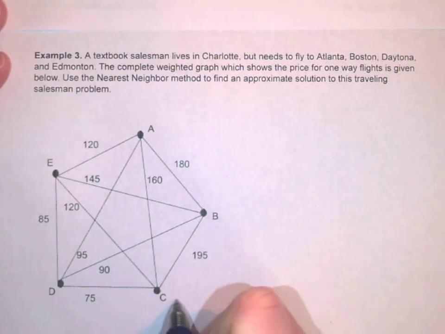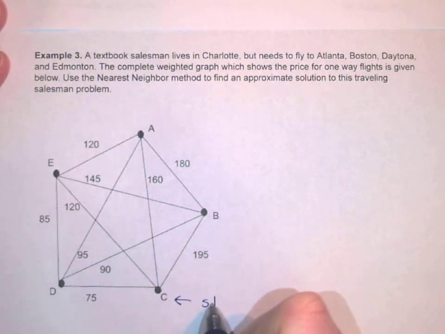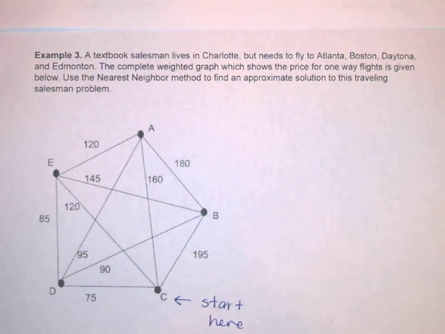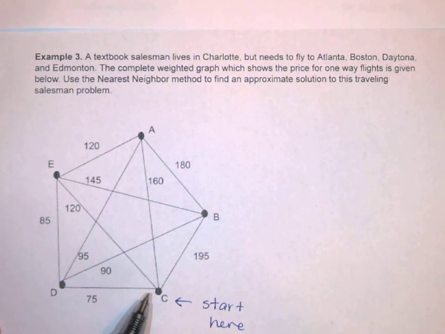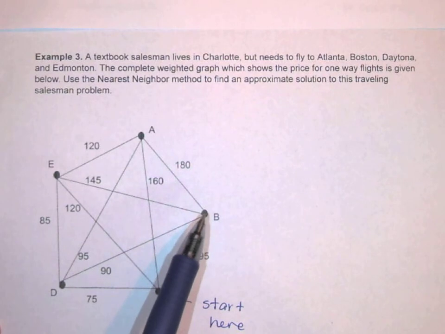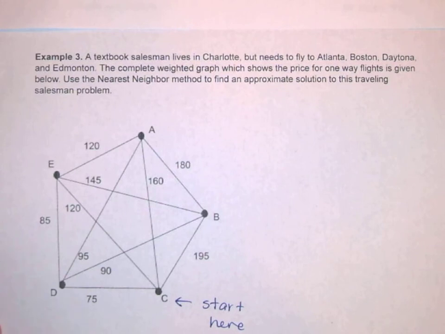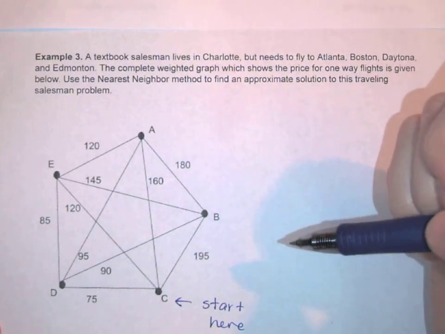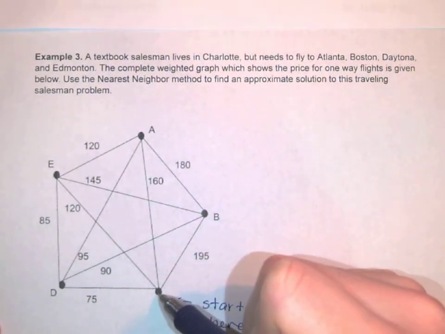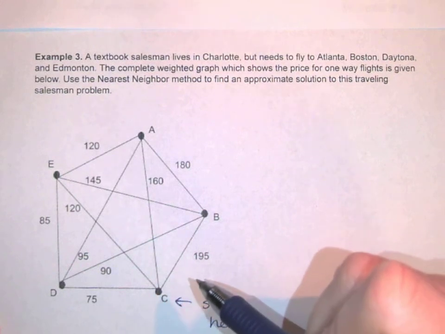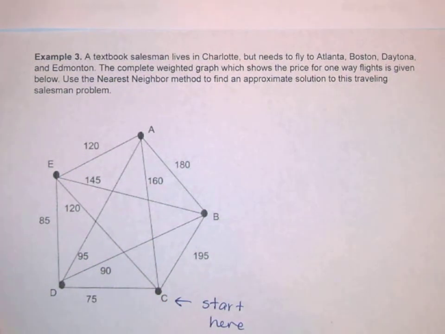So C is our starting vertex simply because that is where the salesman lives. So it's most economical to start in the city that you live in, where you're already at, right? So this is a complete graph. So from Charlotte, he could fly anywhere. Daytona, Edmonton, Atlanta, Boston, wherever he wants to go, he could. But we're looking for a minimum weight graph for this problem.